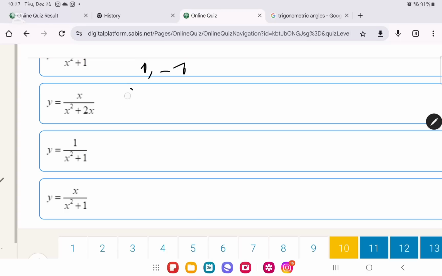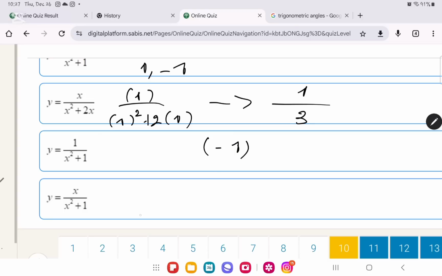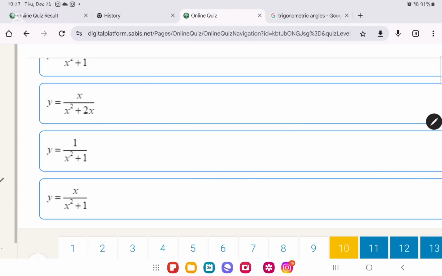Moving on to the next one, again, we are going to do the same thing, putting 1 and -1. So 1 divided by 1 to the power of 2 plus 2 times 1. This gives us 1 divided by 3. Now, if we substitute minus 1, it's going to be minus 1 divided by minus 1 to the power of 2 plus 2 times minus 1, which gives you minus 1 divided by minus 1, which is 1. So definitely it's not even, not odd, because they are two different numbers.